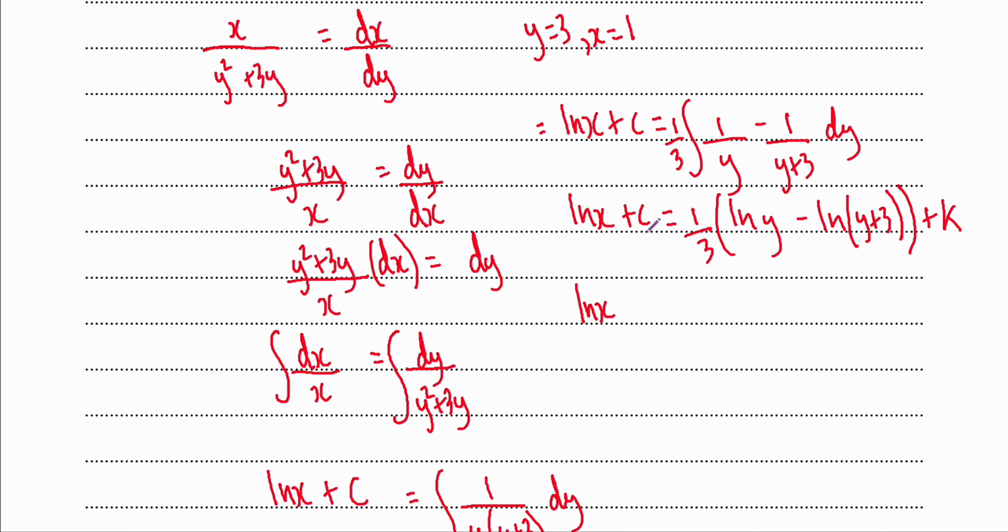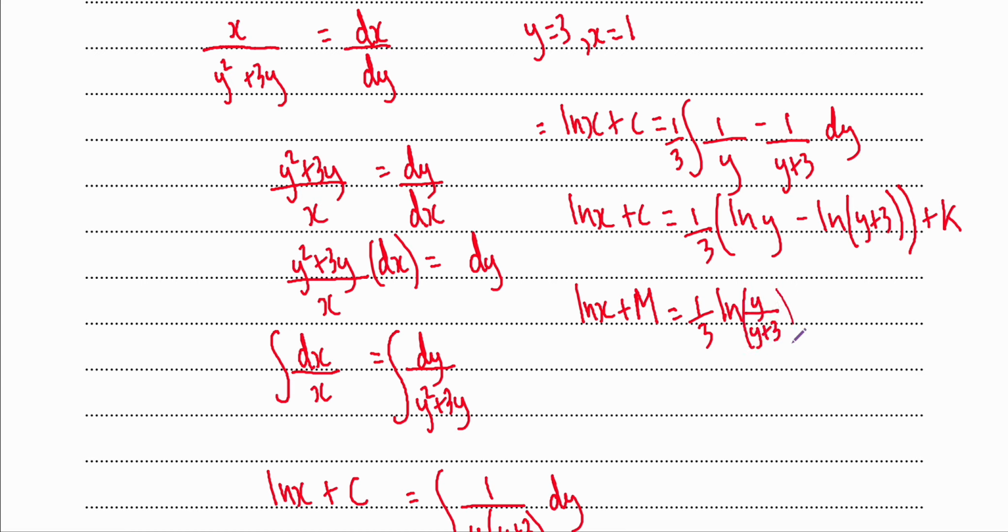Now what do we do with the constants? You have a constant here and a constant here. Even if you bring this k to the other side, you have c minus k, which is just another constant. Let's call it m. That's our other constant, equal to c minus k. So m is equal to 1 over 3 times the natural log of y divided by y plus 3.